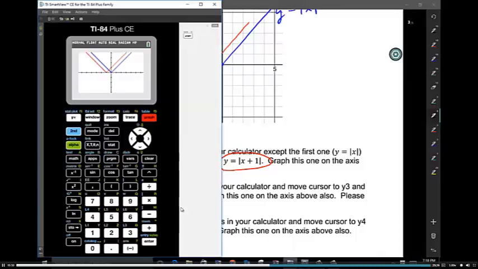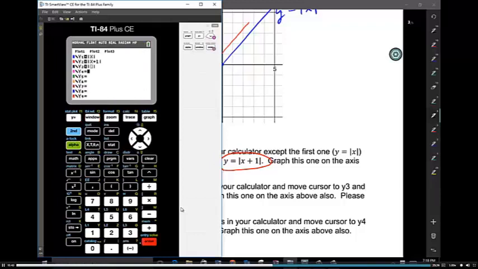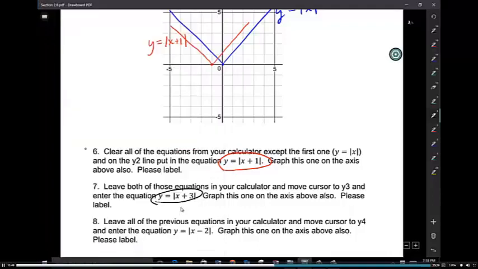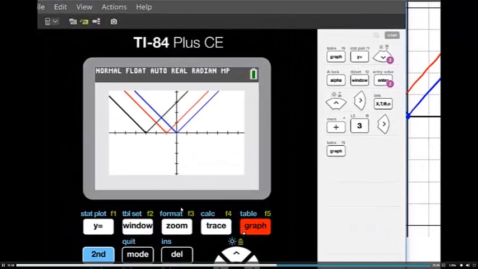Okay, so go to your calculator, leave the ones that are in there, move your cursor down to y3, absolute value, so alpha window, right, choose absolute value, and this time in the cursor we're going to put x. I forgot, was it plus 3? Yeah, we're going to put x plus 3. Keep the plus 3 in the absolute value, press graph, and look what happens.